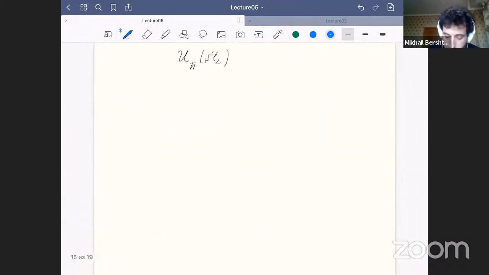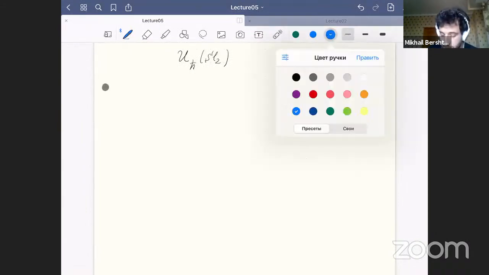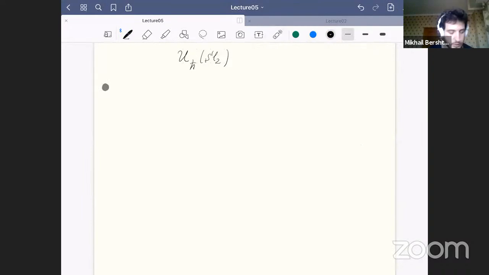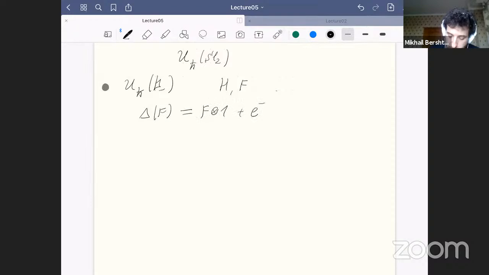Now we're going to quantize whole SL2, and probably here I plan to give some slow computation, but I will not. So I just state the answer. So we quantize B minus. So we have H, F, and the only non-trivial formula will be the formula for delta of F. And for delta of F, we pick F tensor 1 plus E in power minus h bar H tensor F.